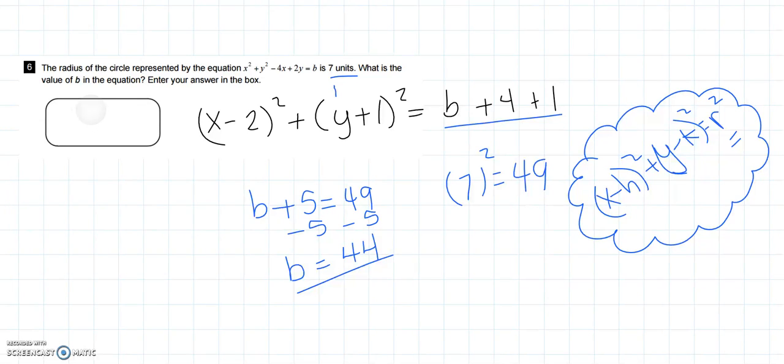So now let's place the answer in the box. Just kidding. That's what you would do if you wanted to get the answer wrong. The answer is 44. Hope you were listening.